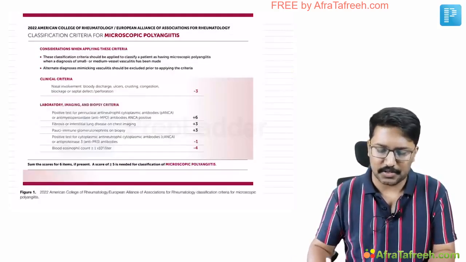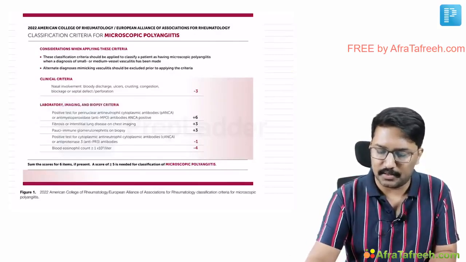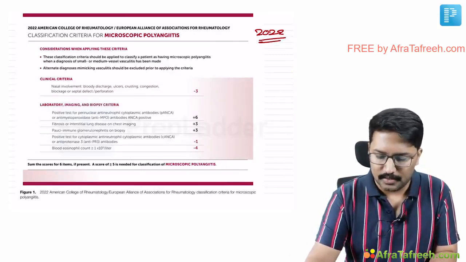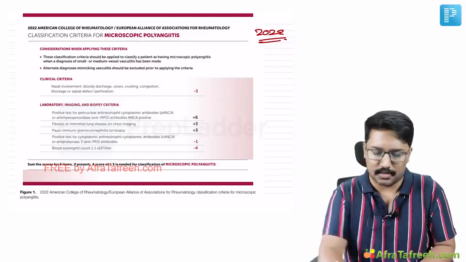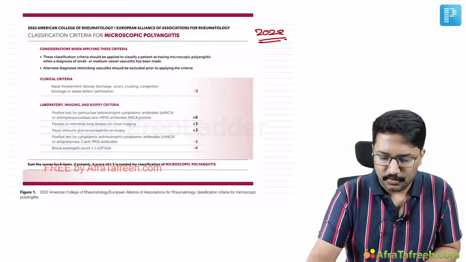Now coming to its classification criteria. Again, the classification criteria were updated in 2022. And here also we have a similar approach: the clinical criteria and the laboratory, imaging and biopsy criteria, right? So the first thing is a suspicion for a small vessel vasculitis is required, right?